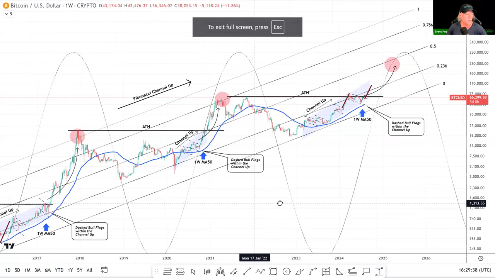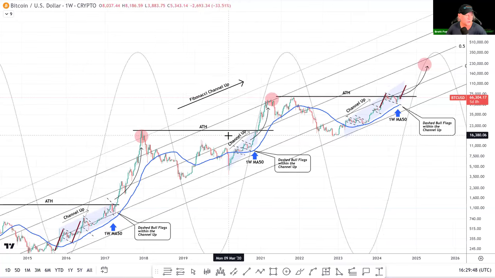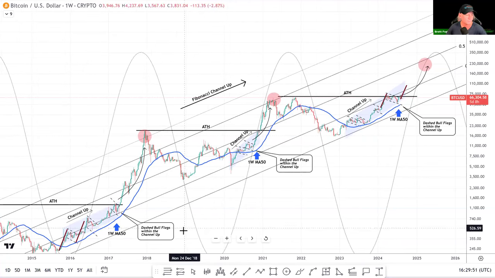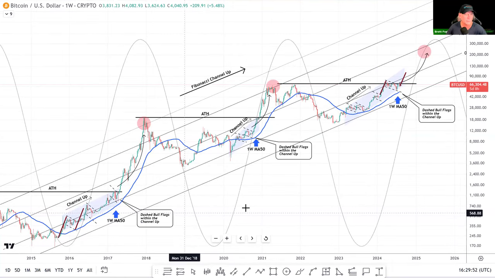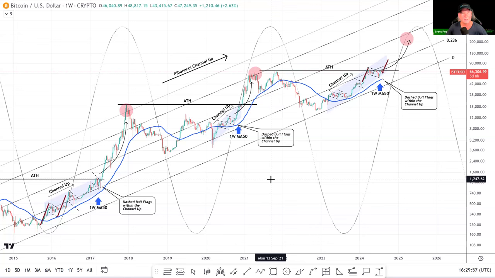Basically, we're talking about the 1 week 50 moving average. When that starts turning up, typically the parabolic rise is coming. But I don't even want to show this to you because I feel like there's a lot of headwinds against this right here. And the first time that Bitcoin's really been through a recession, that's the big wild card and the elephant in the room. Do we go into a deep recession?